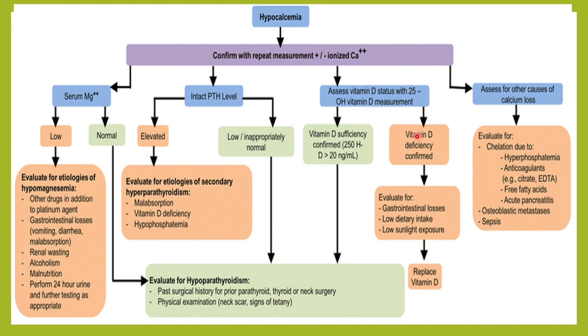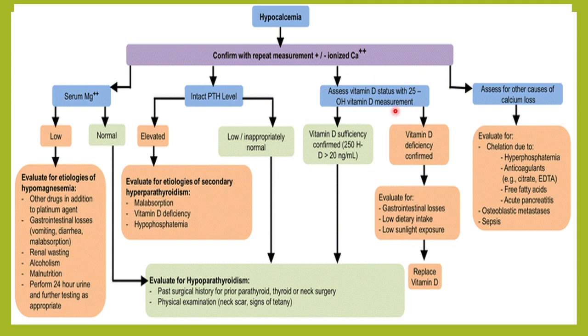Suppose if the vitamin D deficiency is there, if the vitamin D is less than 20 nanogram per ml, you know that because of low vitamin D, there is low calcium. Now, low vitamin D can happen because of decreased intake of vitamin D, less sun exposure, or there is some issue with the gut, there is malabsorption. So then you have to give that patient vitamin D.